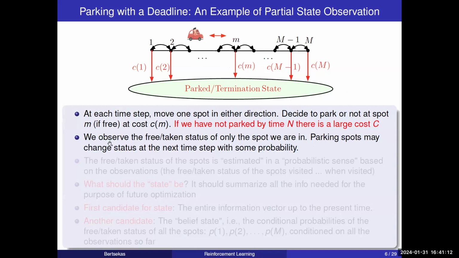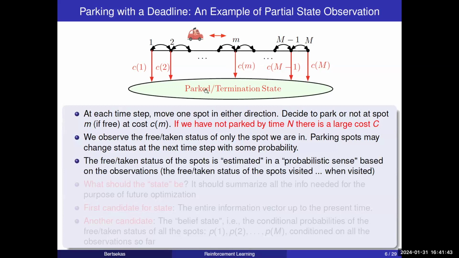Moreover, the parking spots may change status at the next step with some probability. Someone may come into a free parking spot and take it over, or somebody who is parked already at a spot may leave. So the state of the parking spots is unknown at any one time to the driver. He only has the information about the spots that he has seen, but he doesn't really know whether the information is up to date.